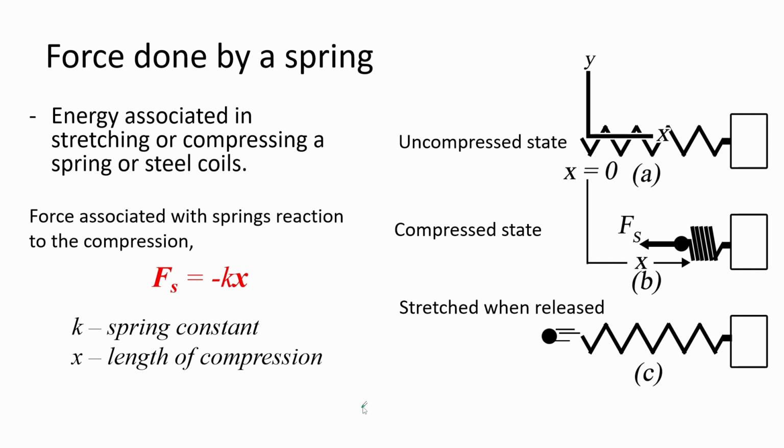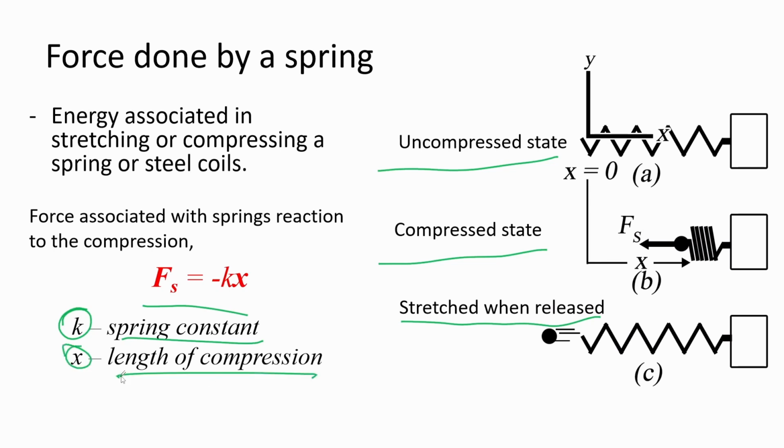Next is the force done by a spring. So energy associated in stretching or compression of a spring. So you have these states to look at here. Uncompressed state, compressed state, and stretched when released. So this is the force done by the spring. An equation for the force done by a spring is given by this one. Fs is equal to negative kx. K is the spring constant, x is the length of compression.